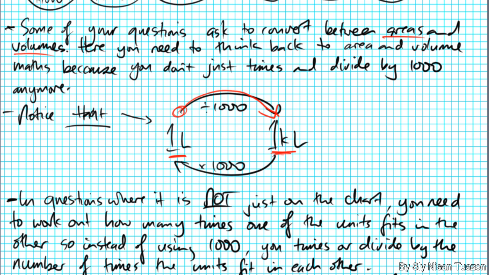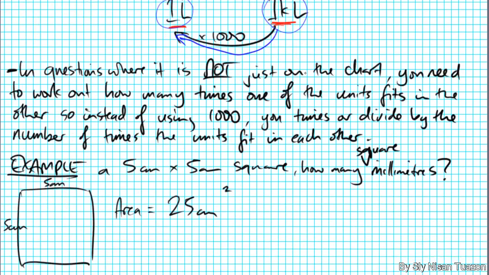When you're going from big to small, you times. Why is that? Because this contains many of these things. So if you're trying to say how many litres a kiloliter has, there's going to be more of them.